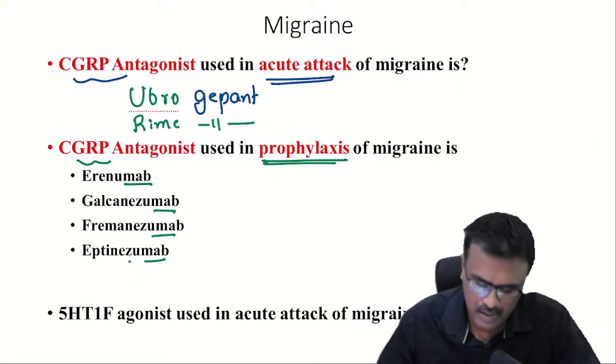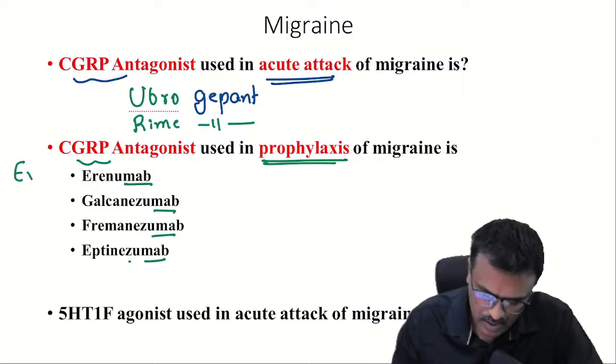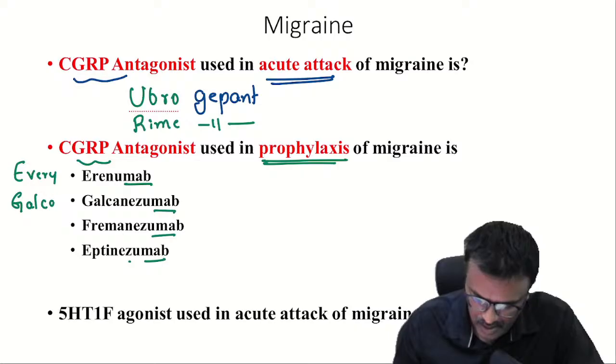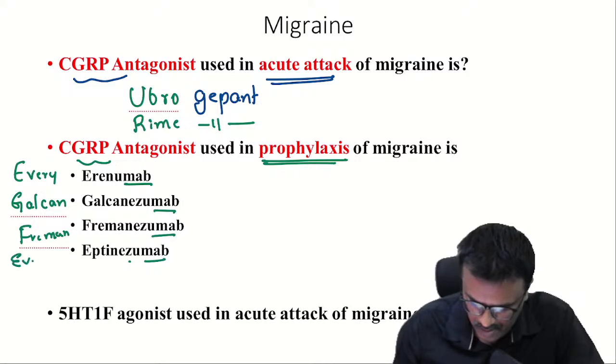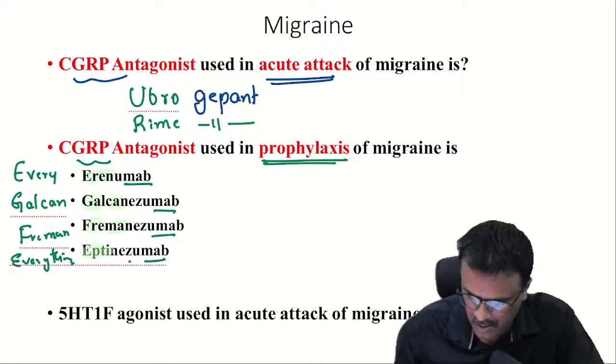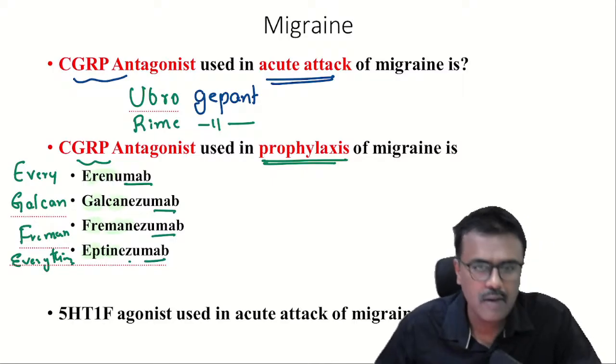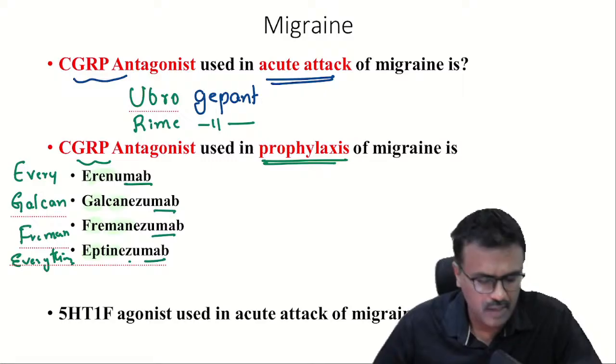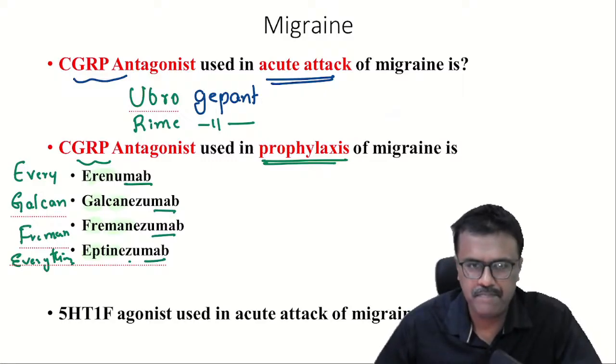Have to remember that the mnemonic is every girl can free a man from everything. So remember, every for erenumab, galcanezumab, fremanezumab, eptinezumab. So these are all for prophylaxis of migraine.